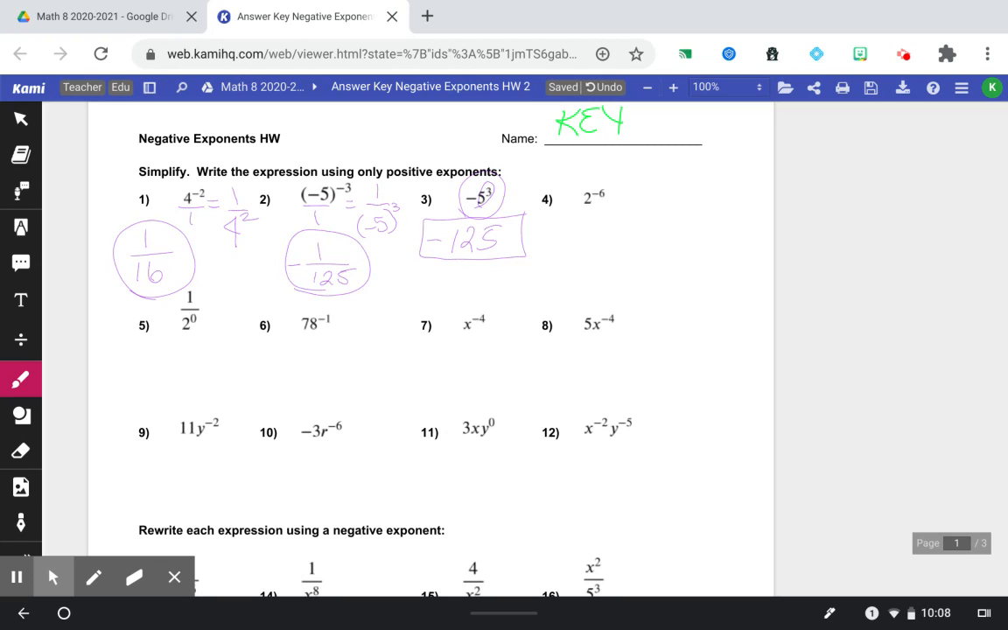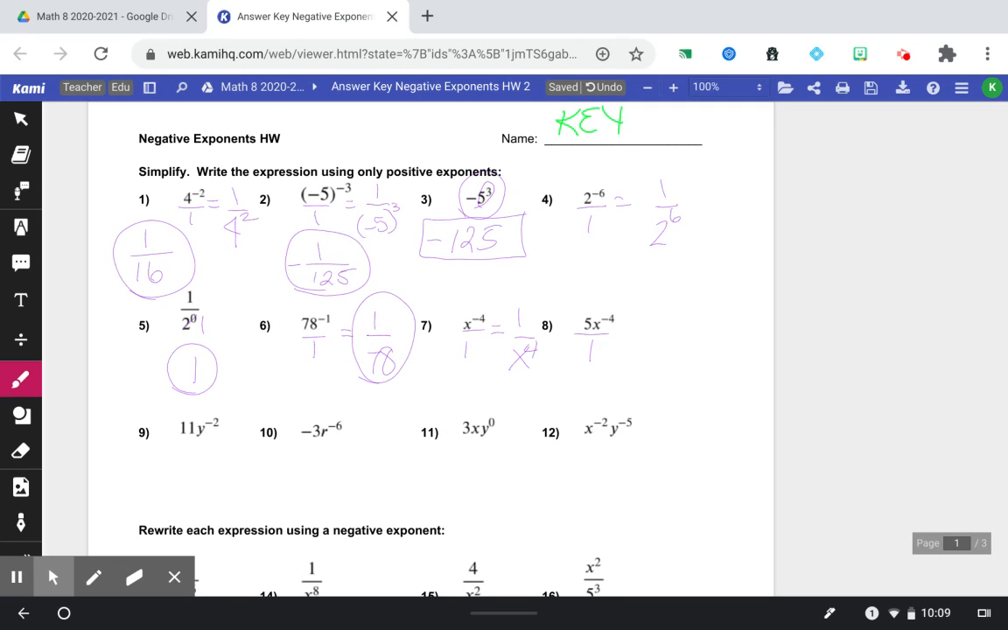to get to negative 125 for your answer. All right, number 4, we can put it over 1, flip it, the exponent can become positive, and you can just leave it like that. Number 5, anything to the 0 power is 1, so this actually just equals 1. Number 6, I'm going to flip. And if that exponent becomes positive 1, we don't even have to write it. We can just leave it like that. 7, flip. And that's your answer.